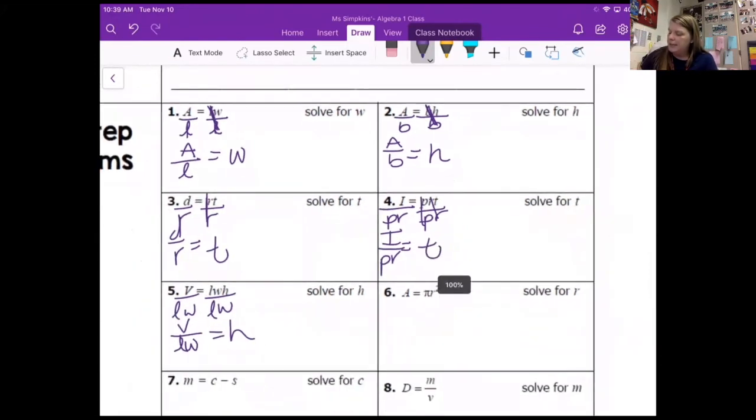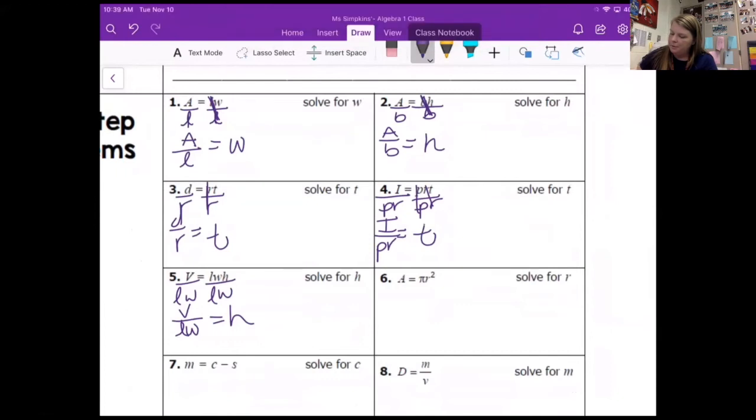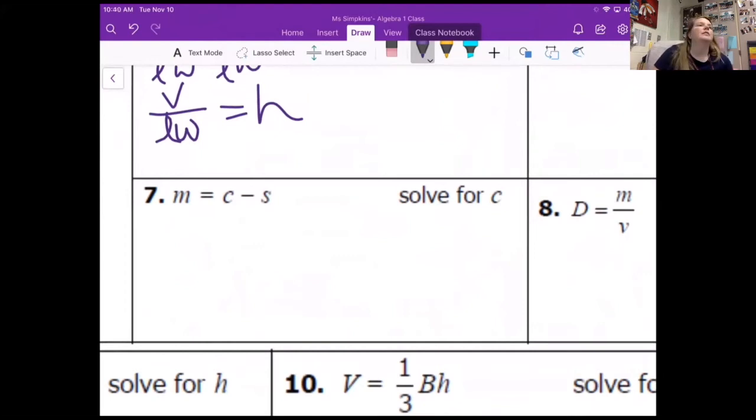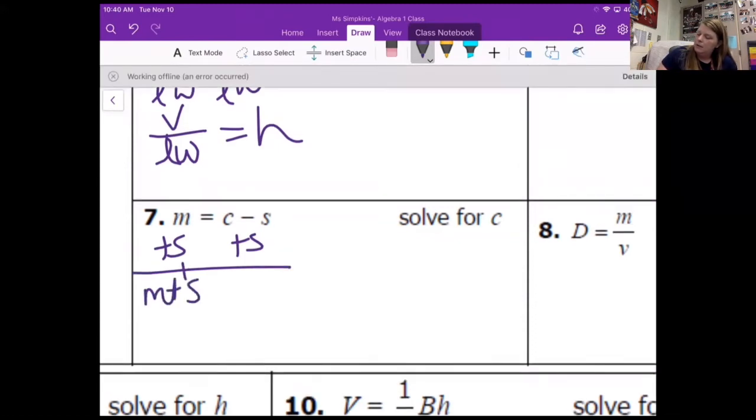Okay, I'm going to skip number 6. So go ahead and look at number 7. I don't know what number 7 is. It's not a formula. It's just some letters. I wish it was something, but it says M equals C minus S, and we're trying to get C by itself. So what's happening to C? Subtracted by S. So we want to do the opposite, which would be plus S. So on the left, we have M plus S, and then on the right, we just have C.